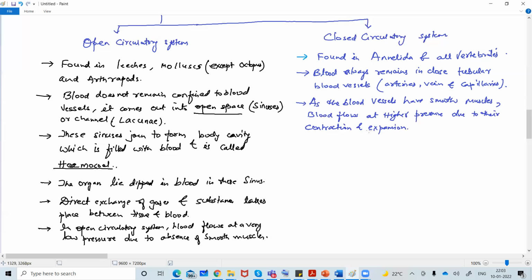Or you can say contraction and relaxation. Relaxation will be the right word. Okay, next difference you will find that in a closed circulatory system, there is no direct contact between blood and the tissue. But in the open system there was a direct contact. So you can say here no direct contact between blood and tissues.